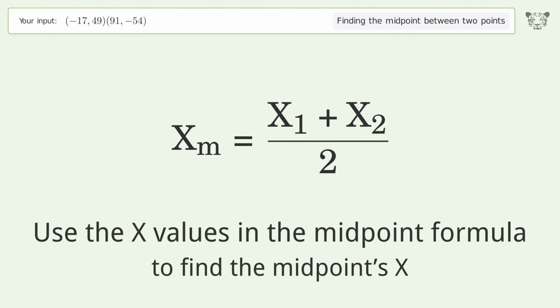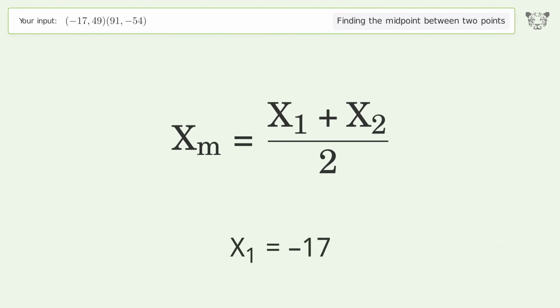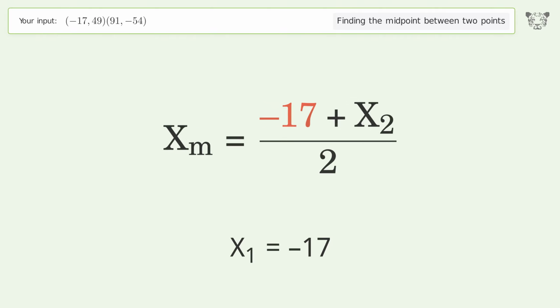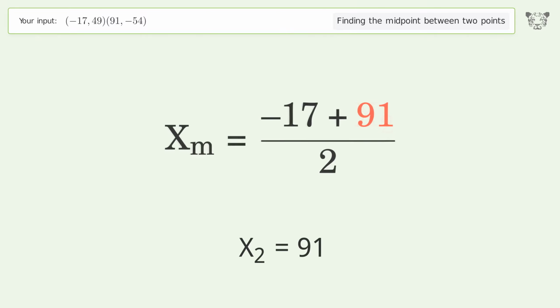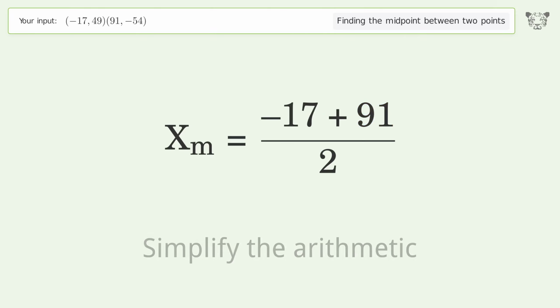Use the x values in the midpoint formula to find the midpoint's x. x1 equals negative 17. x2 equals 91. Simplify the arithmetic.